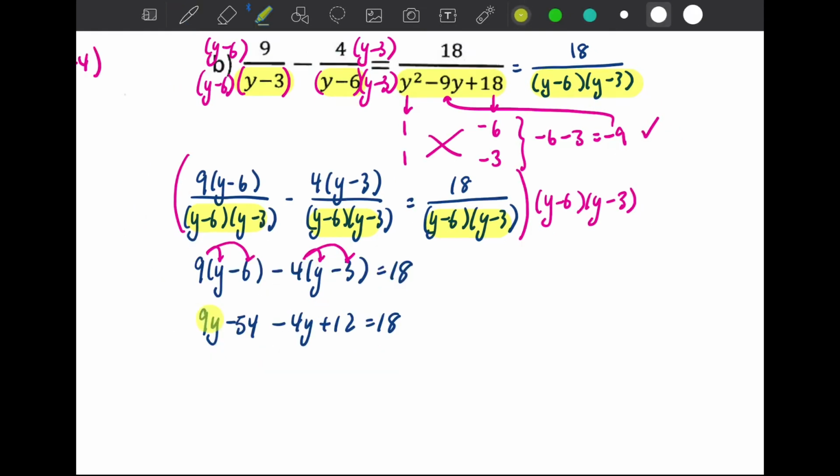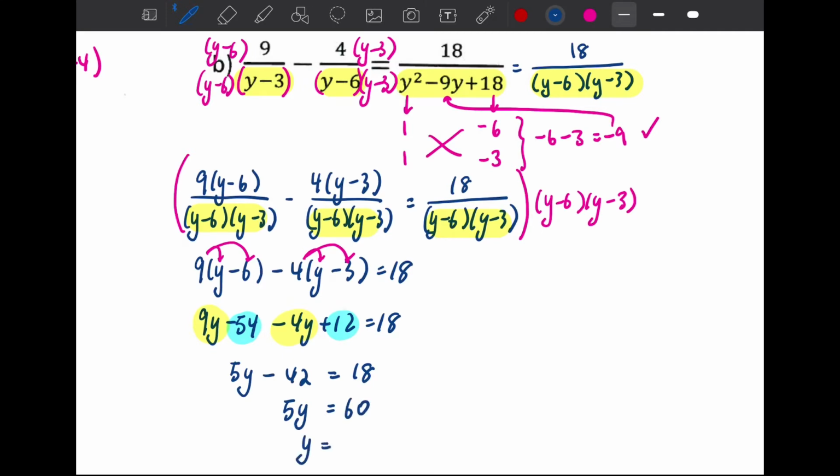Collect the like terms, y's together and the constants together. So we get 5y minus 42 equals 18. So 5y equals 60. y equals 60 over 5, which is 12. Let's double check our non-permissible values. y cannot equal 2, 6, and 3. So y equal to 12 is a solution.